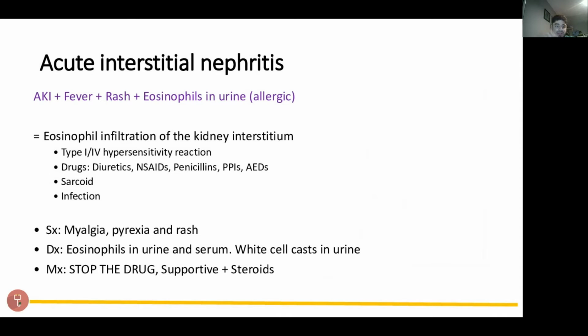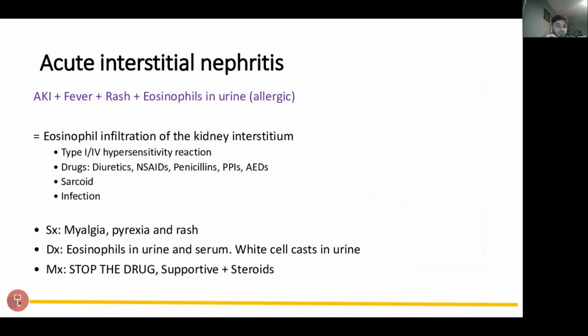The four things to remember are if you get an AKI with a fever, a rash, and eosinophils in the urine, then that's it. This is going to be acute interstitial nephritis, okay? Often it's a type 1 or type 4 hypersensitivity reaction, so IgE or cell-mediated, can be caused by drugs such as those that we've got there, diuretics, NSAIDs, penicillins, PPIs, anti-epileptic drugs, sarcoidosis, and also a number of infections can also cause acute interstitial nephritis.